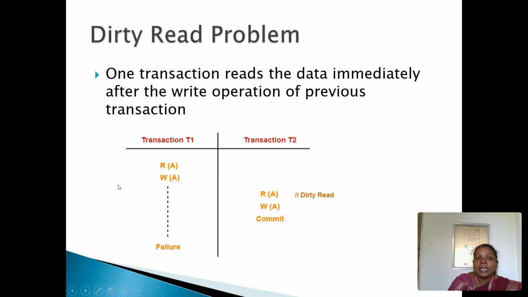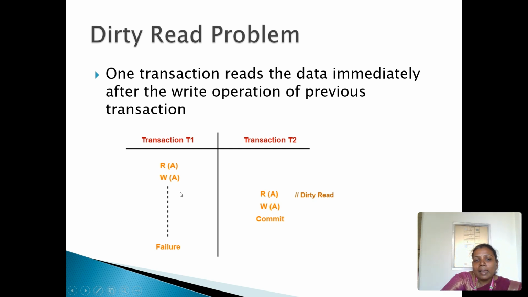Then the second problem, the dirty read problem. Dirty read means reading data immediately after the write operation of another transaction. So here we have two transactions, T1 and T2. In transaction T1, first a read operation, then a write operation. In transaction T1 there is no commit operation, but before the commit, transaction T2 reads the data item A and writes the data item A.